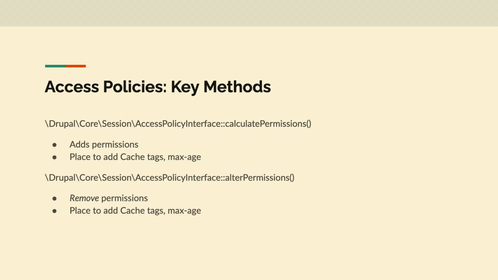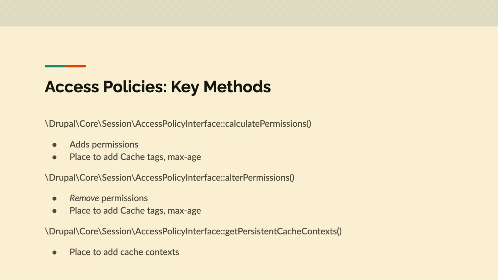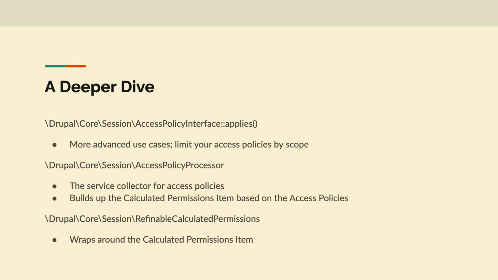You might notice that I'm not mentioning cache contexts. That's because there is a separate method called get persistent cache contexts. This is the method where you want to add your cache contexts. It's a little weird to add your cache context in a different place than your other cacheable metadata, but you get used to it.